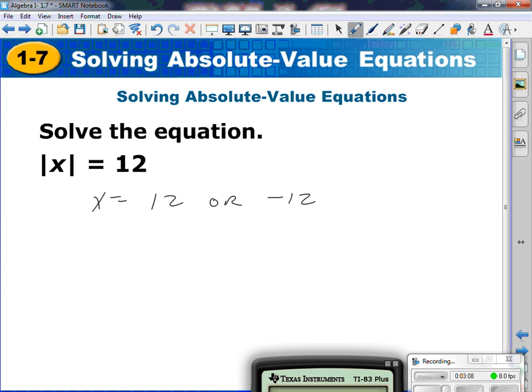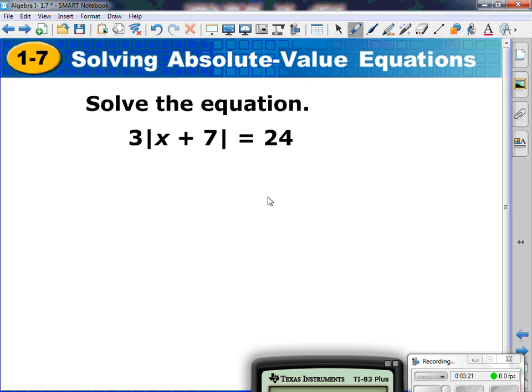Always. Okay, I can't always say always. I'll say 75% of the time, 90% of the time, you'll have 2 answers. There's one little case where you don't: 0. If it's equal to 0, the only thing you can have is 0. 0 equals 0. 0 has no sign.